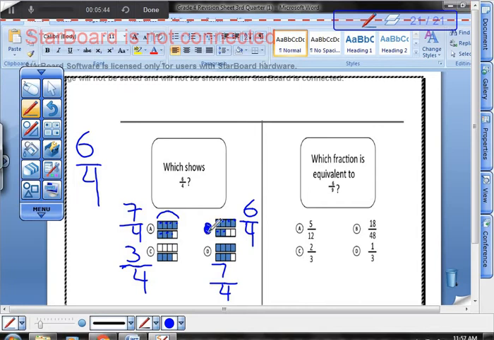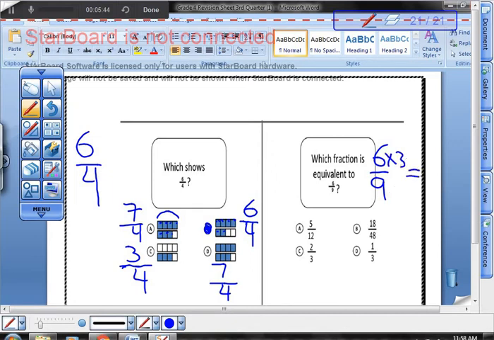Here we have which fraction is equivalent to 6 out of 9. Okay, we said we can get an equivalent fraction by multiplying up and down by the same number or divide up and down by the same number. When we divide, we get less. When we multiply, we will get more. So this number, let's see here, we have 18 out of 48. Can we get 18 from 6? Yes, if we multiply 6 by 3.